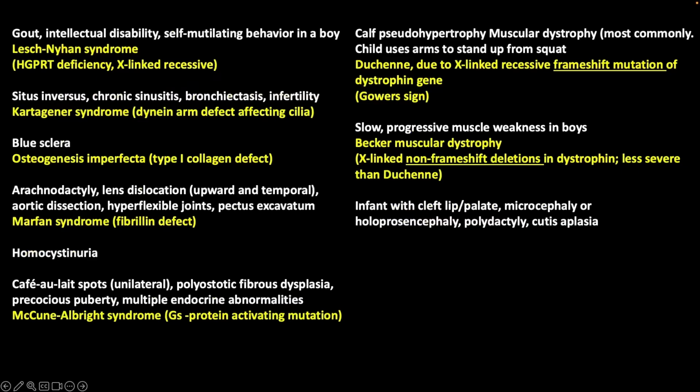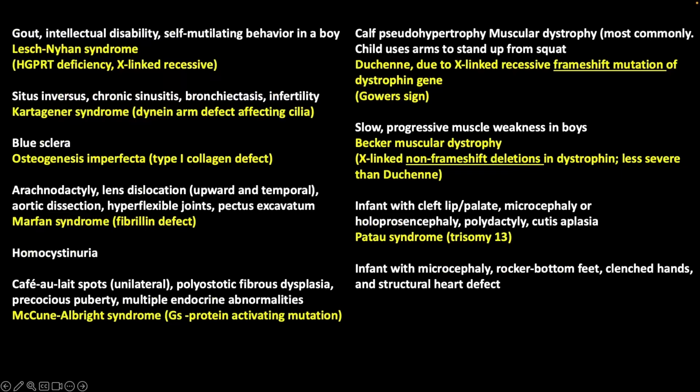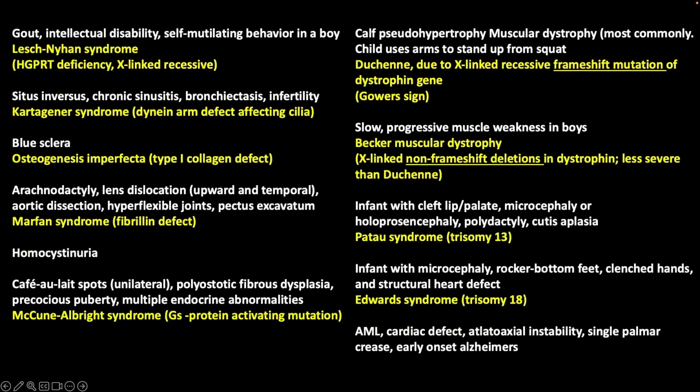You see an infant with cleft lip, palate, microcephaly, holoprosencephaly, polydactyly, and cutis aplasia. This would be Patau syndrome, also known as trisomy 13. You see an infant with microcephaly, rocker-bottom feet, clenched hands, and structural heart defects. This would be Edwards syndrome, also known as trisomy 18.